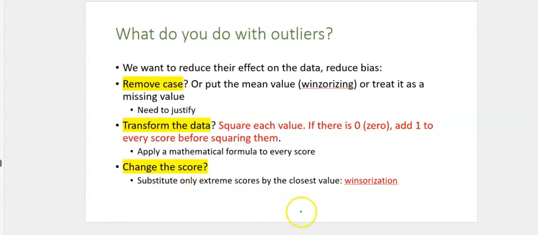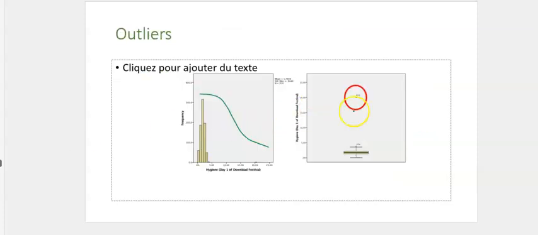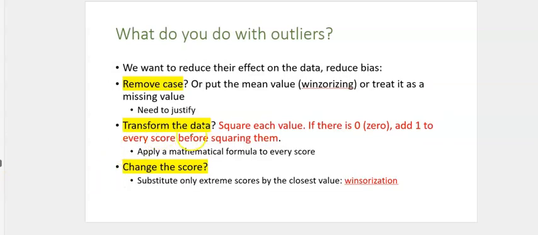So what are outliers, and how can you deal with them? You can remove the case. When you have one case like that, you can remove it, and then you don't have any outlier. So this is the first option. And the second option is to transform the data.